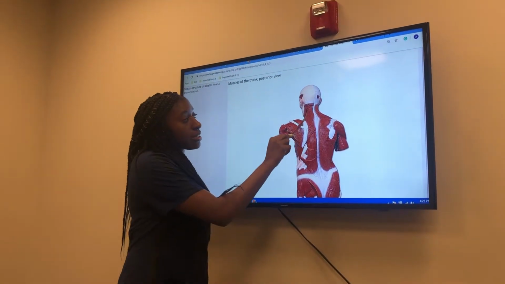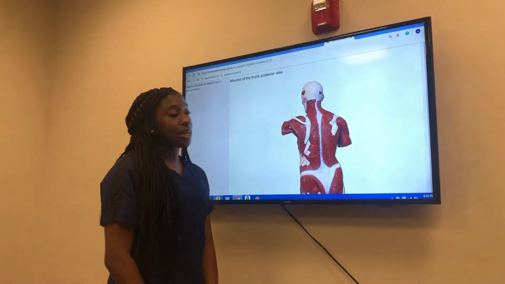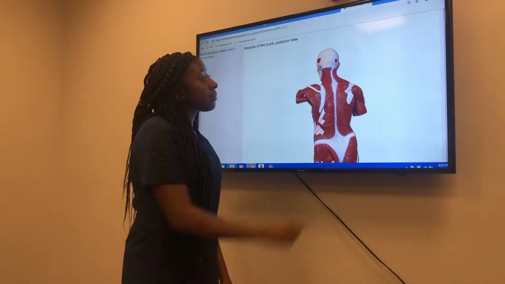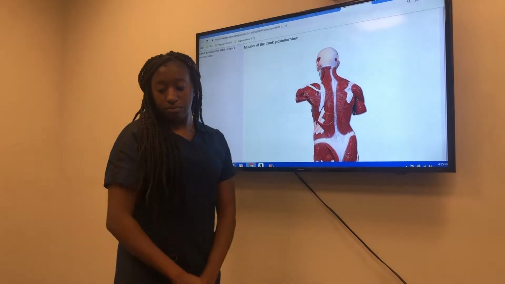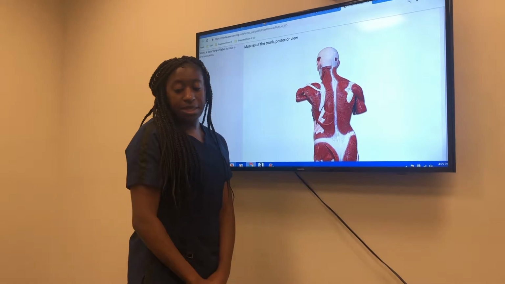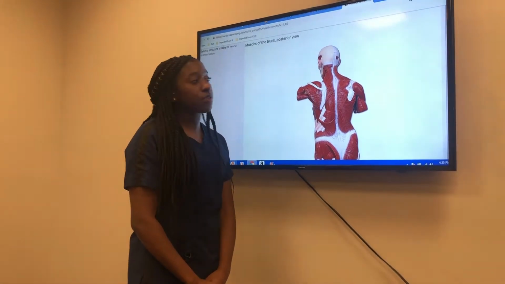This muscle here is the levator scapulae. The origin is the transverse process. The insertion is the medial border of the scapula, which would be right around in this area. The action, it elevates and abducts the scapula, and the nerve is the cervical spinal nerve.